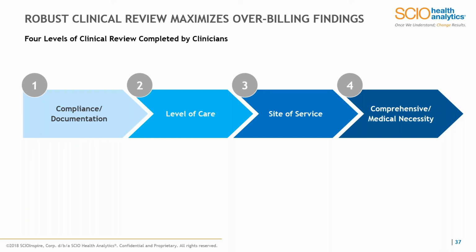Selection is dependent on strong analytics built on those 4 profiles: the claim, payer, provider, and member. Clinical reviews are the best approach to identify overbilling, and findings may be a result of revenue maximization efforts applied by the provider.